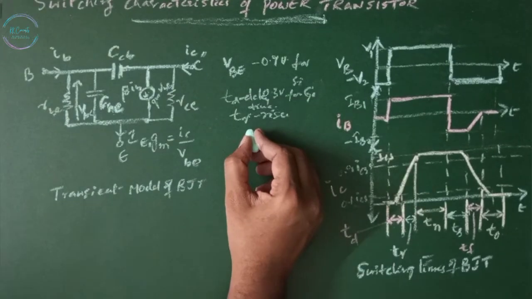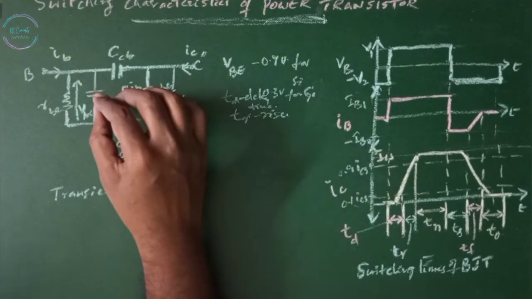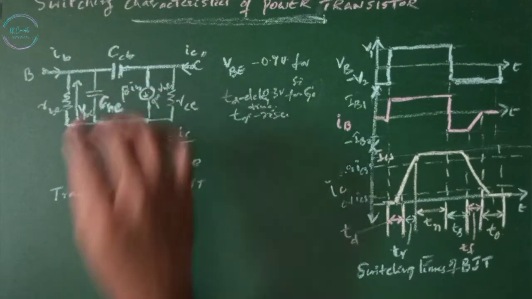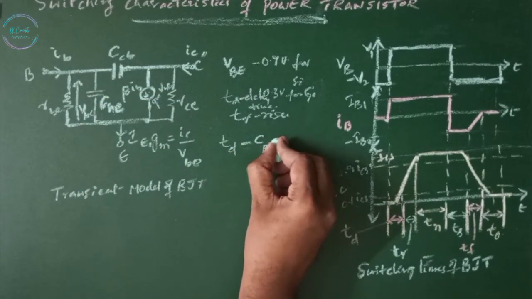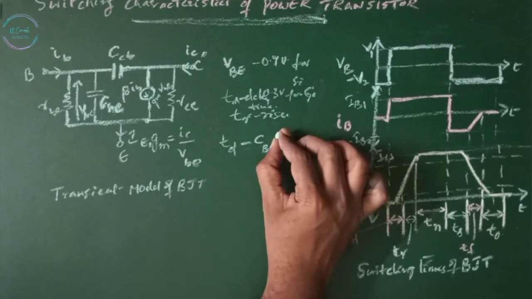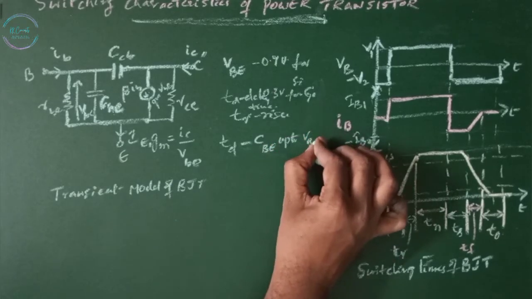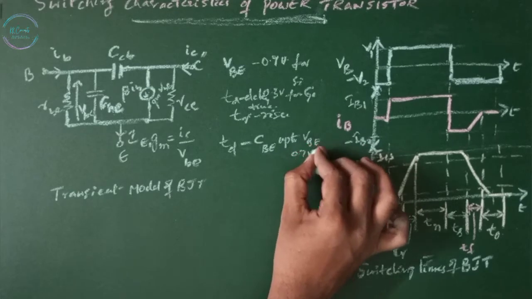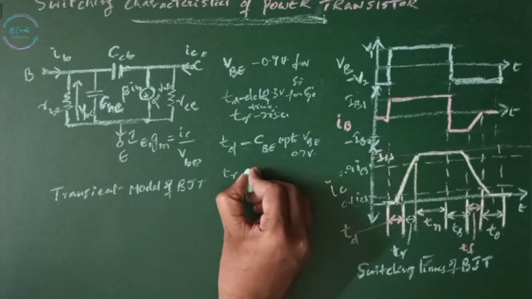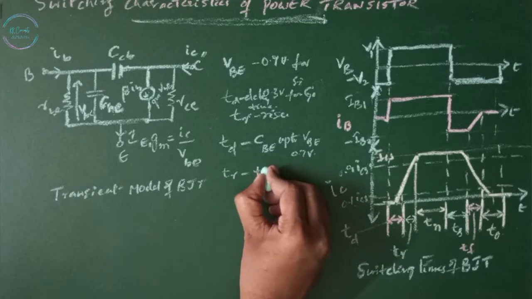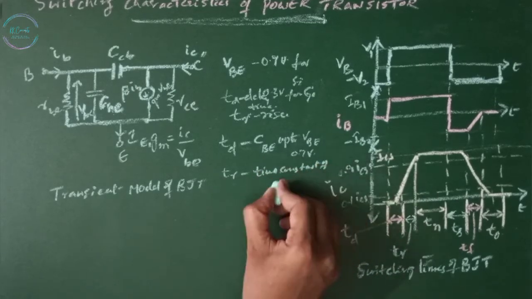Rise time here depends on the time constant of the capacitance CBE. Delay time is the time for CBE to get up to VBE, that is 0.7 volts, which needs to be charged. After that, the current rises. TR is going to depend upon the time constant of CBE.